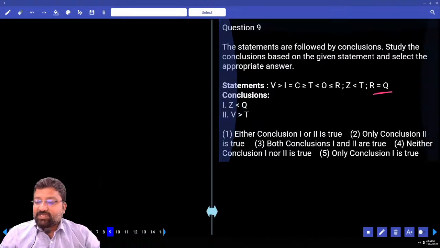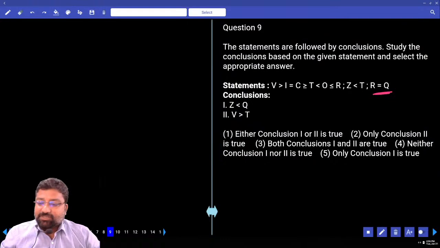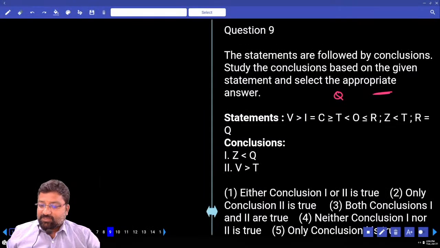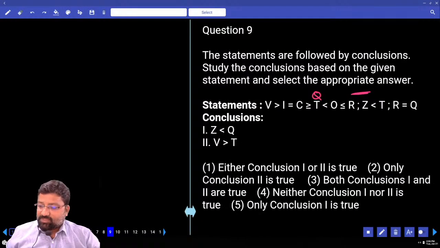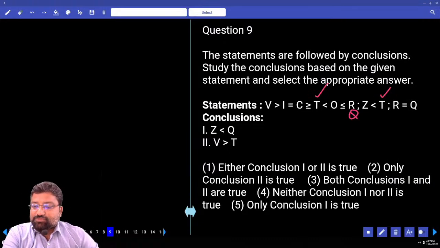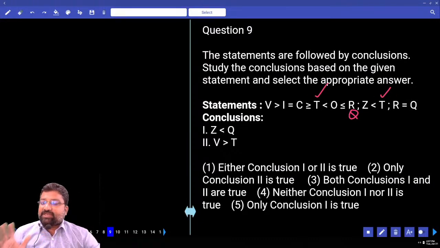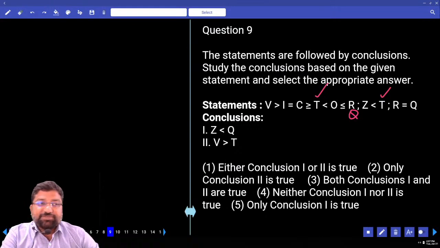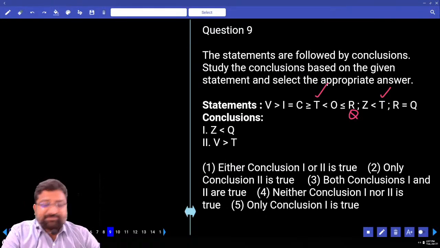Questions 9 and 10 are on coded inequalities. He says R is equals to Q. So I'll draw just Q here. Why did I do that? Because R is equals to Q. What's the common element in between those two? It is T. Now if I'm supposed to talk about Z, surely I have to think about T. If Z is involved in the questions, you have to think about T.